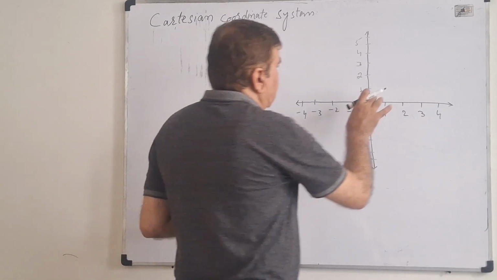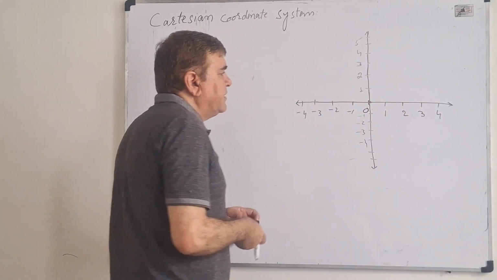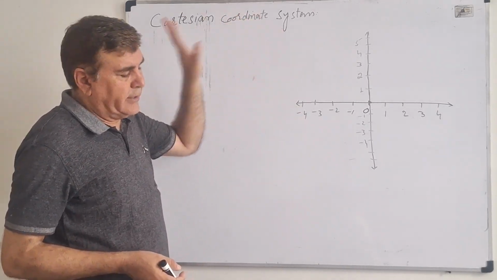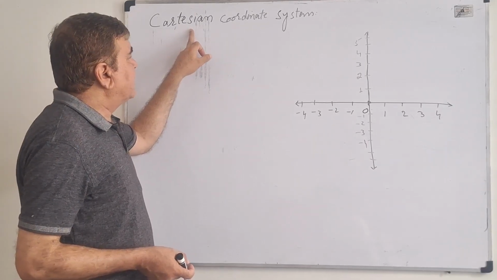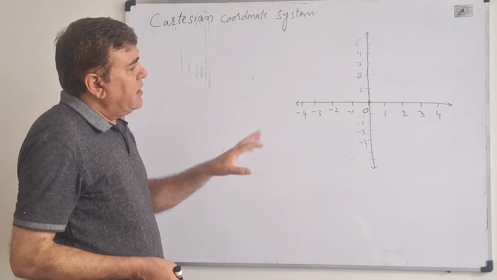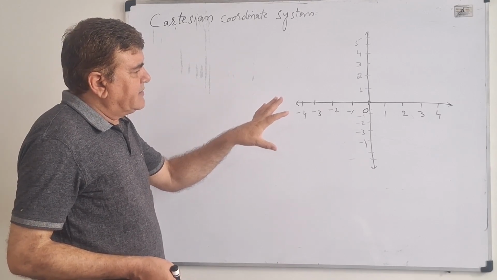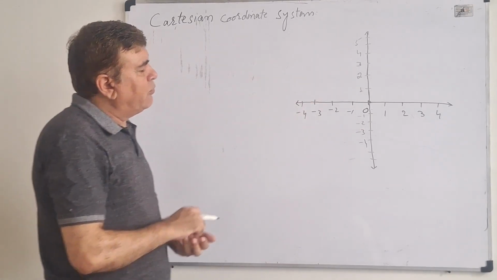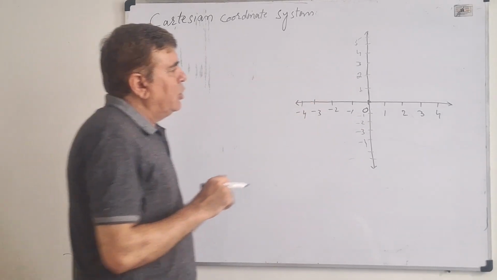These two perpendicular lines constitute what we call the Cartesian coordinate system in a plane. Since these lines are perpendicular to each other, this system is also called a rectangular coordinate system. We call it the Cartesian or rectangular coordinate system. And now you see the Cartesian coordinate system in fact divides the whole plane into 4 different regions.